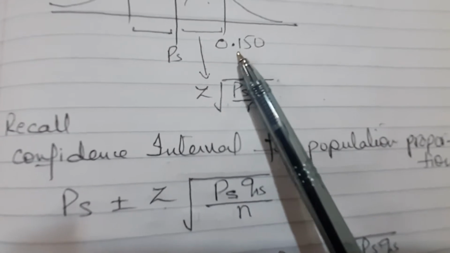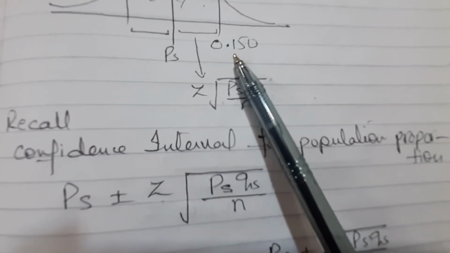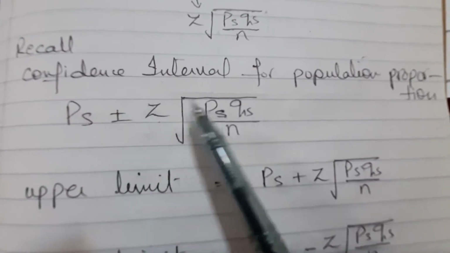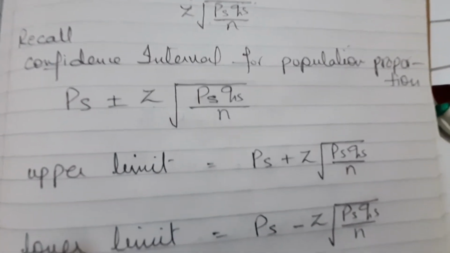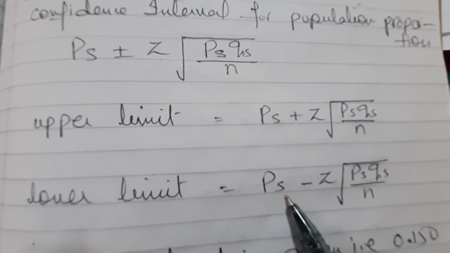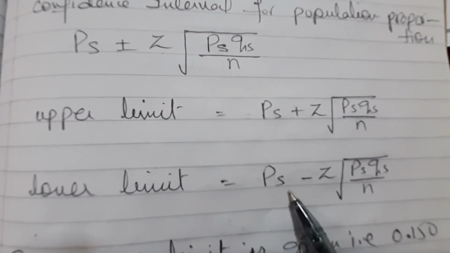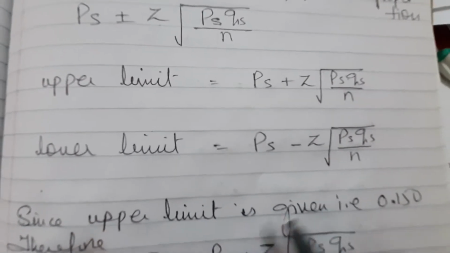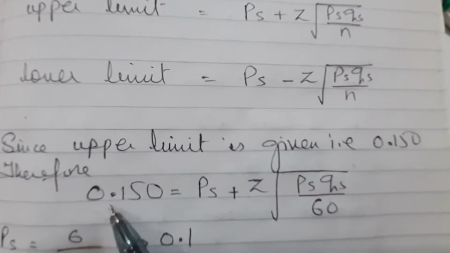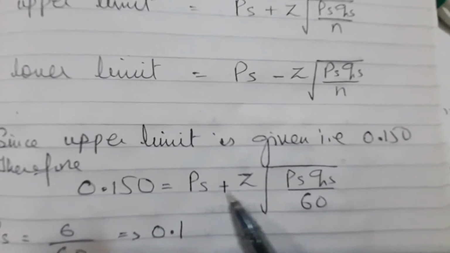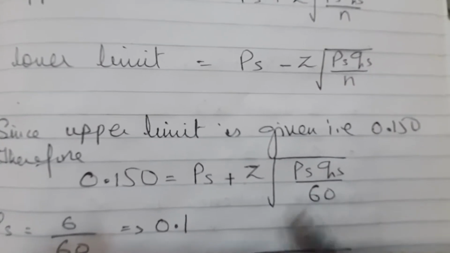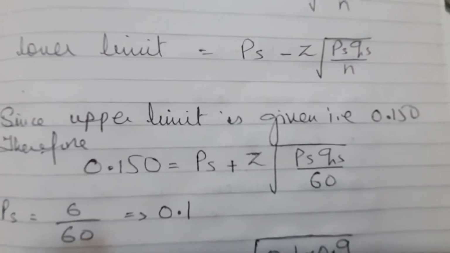Now in the question, the upper limit of the confidence interval is given. It means I can write this plus this equals the upper limit, and the lower limit, in case it is given, I'm just giving you extra information here, would be subtracted. So coming back, the upper limit given is 0.150, so you can substitute it: 0.150 equals PS plus z root(PS QS over 60).